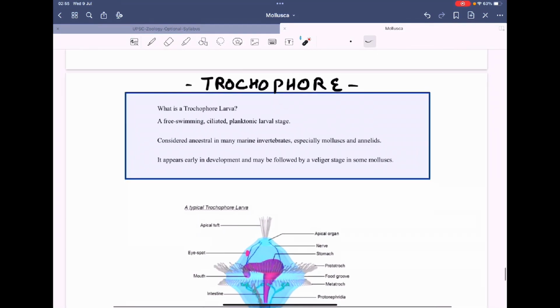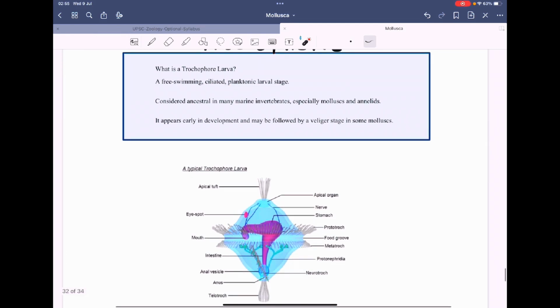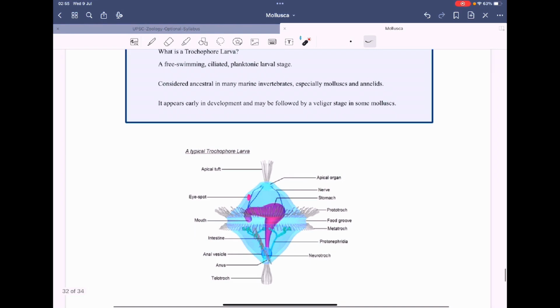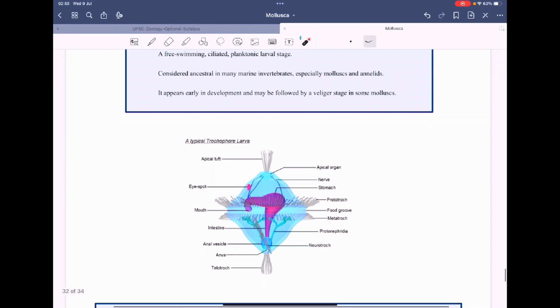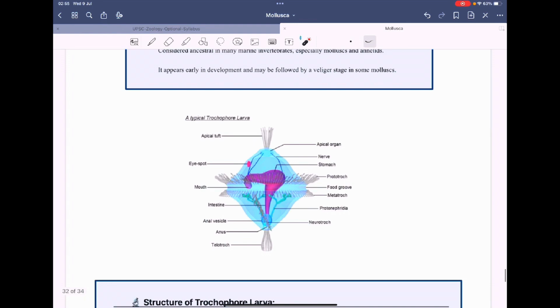Next, the question has been asked about the trochophore larva in previous year questions, so we will discuss this. The trochophore larva is a free swimming ciliated planktonic larva. It is considered ancestral in many marine invertebrates, especially in mollusks and annelids, and it appears in early development. It may be followed by the veliger stage, or simply into some juvenile stage.